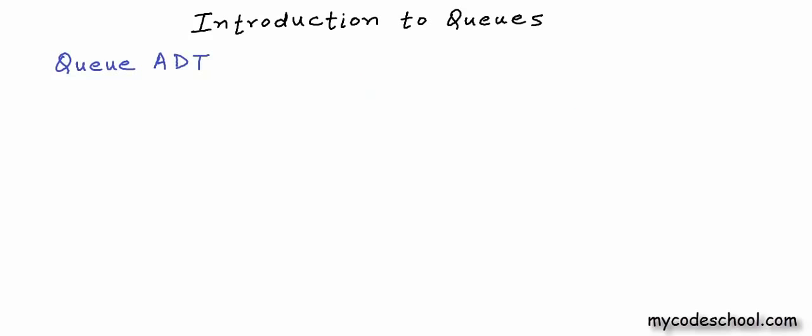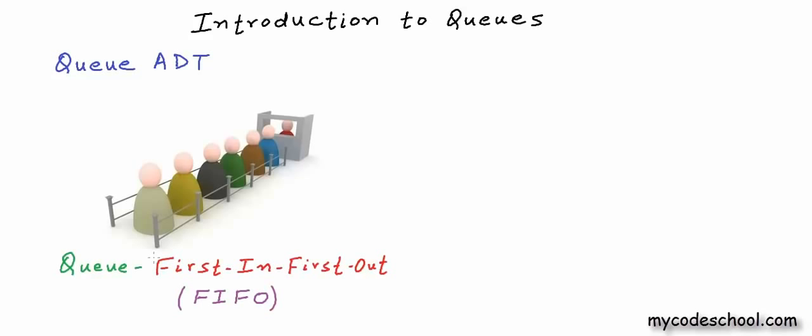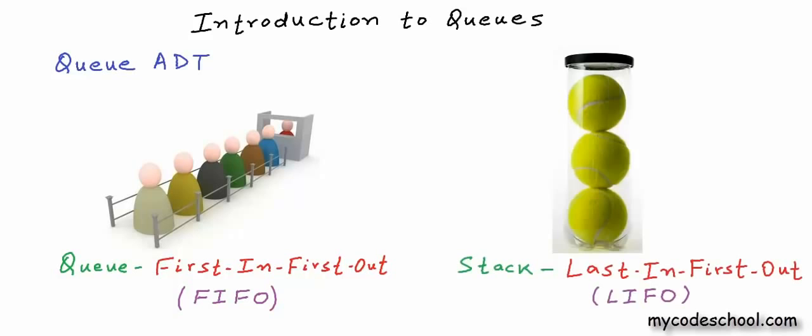Queue data structure is exactly what we mean when we say queue in the real world. A queue is a structure in which whatever goes in first comes out first. In short, we call queue a FIFO structure. Earlier we had seen stack, which is a last in first out structure, or in short LIFO.